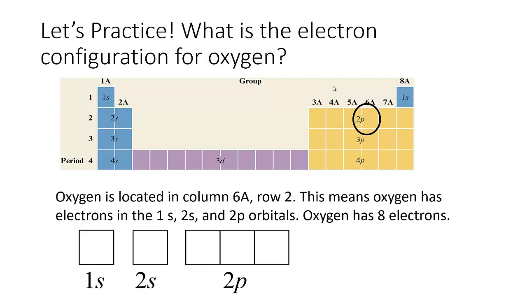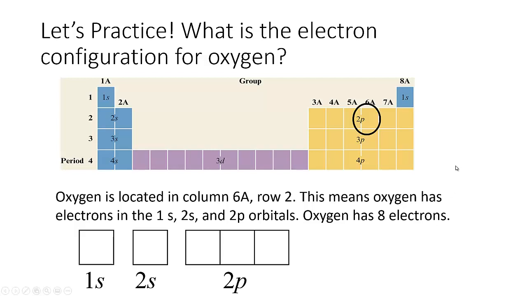So we're going to do the electron configuration for oxygen. Oxygen is located right there, which means it is in column 6A, row 2. It also has 8 electrons. So if we look at everything before it, it has some electrons in 1s, some in 2s, and then some in 2p. Now all we have is 8 electrons. Let's put them into these boxes and see what happens.